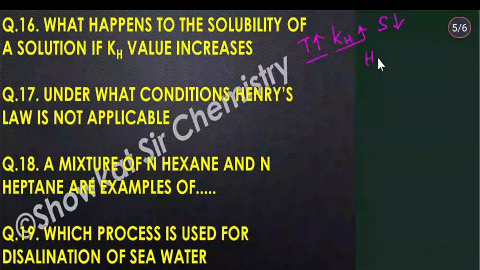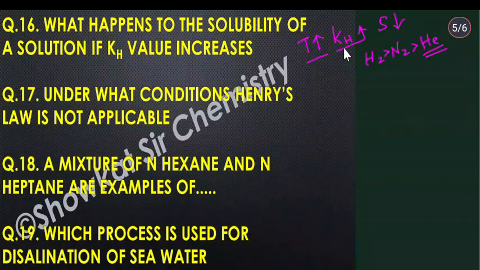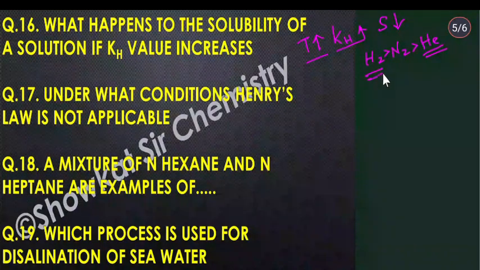For example, if I am having hydrogen, nitrogen and helium, among these helium has a very high Henry's constant value, so that's why its solubility will be very less. So that means you have to remember that the higher the kH value, the lesser will be the solubility. But if the kH value is small, then solubility will be very high. Just like hydrogen, it has high solubility as compared to these two, because nitrogen and helium have high kH value. That is the Henry's constant. This is very important, Henry's law. I hope you have gone through this and you will revise it.